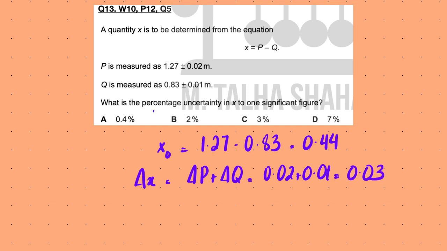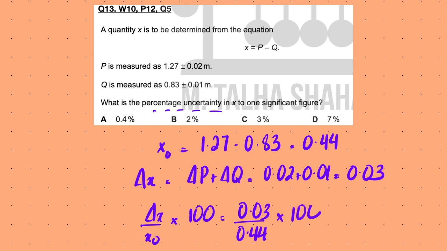And now if I have to find the percentage uncertainty, I would do delta x over x naught times 100, which is 0.03 over 0.44 times 100. And if I find this, it turns out to be 6.8%. To 1 SF, that's 7%, which is option D.